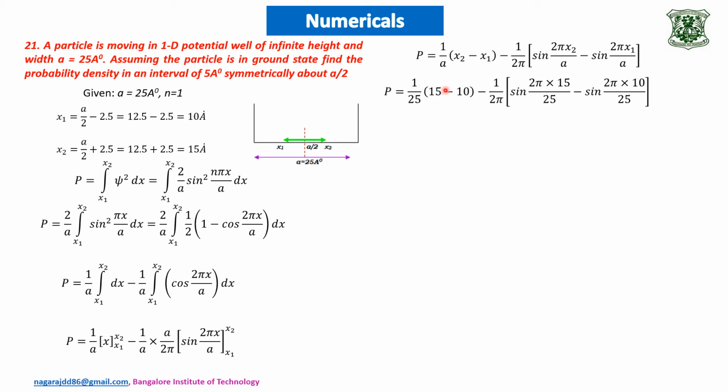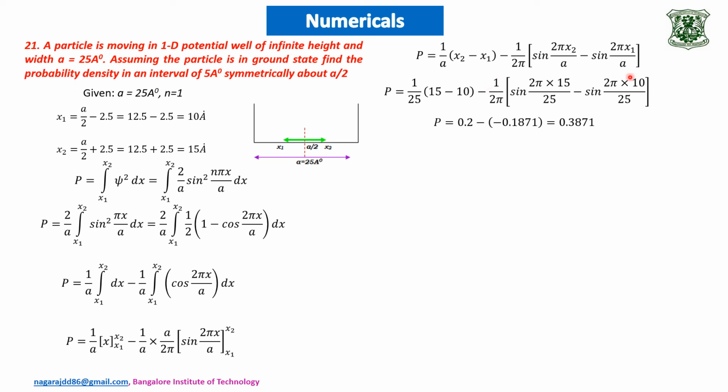Purposefully I avoided angstrom here because this angstrom and this angstrom cancel out. Therefore you need not write angstrom or 10 power minus 10 here. Even here also. Well, simplify. This first term becomes 0.2. You know how? 15 minus 10 is 5, and 5 by 25 is 0.2.